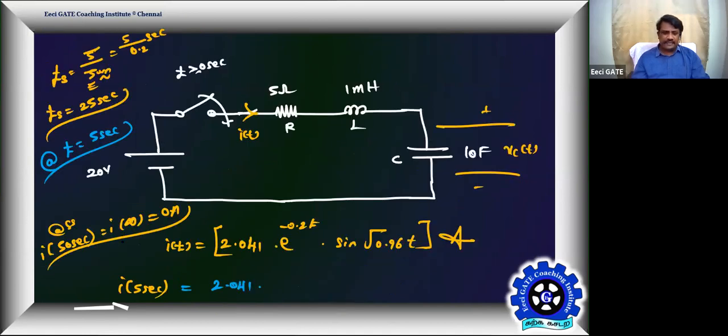Now substitute your t equal to 5 seconds. Get e power minus 1. T equal to 5 seconds, you will get e power minus 1 sine root 0.96 into 5 seconds. Yes. Get your answer.